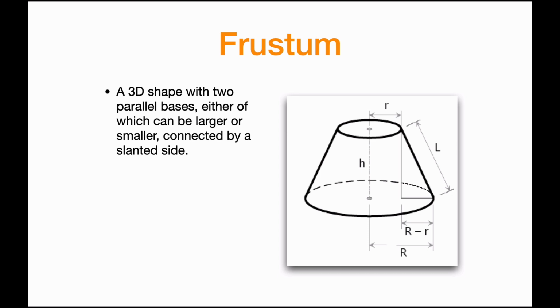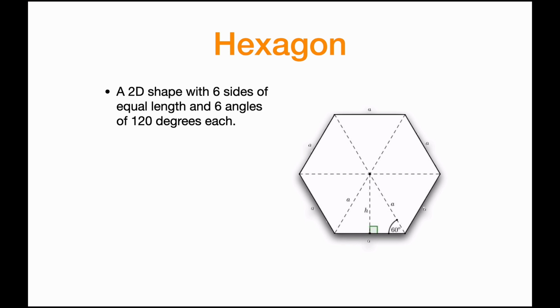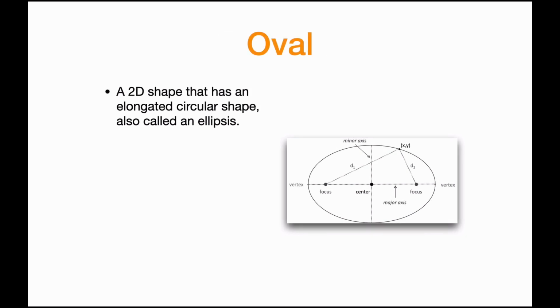Frustum. A 3D shape with two parallel bases, either of which can be larger or smaller, connected by a slanted side. Hexagon. A 2D shape with 6 sides of equal length and 6 angles of 120 degrees each. Octagon. A 2D shape with 8 sides of equal length and 8 angles of 135 degrees each. Oval. A 2D shape that has an elongated circular shape, also called an ellipsis.